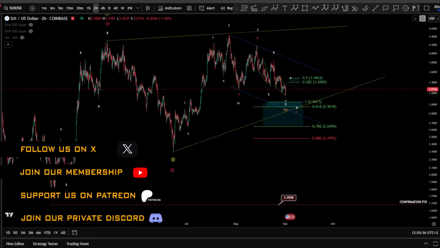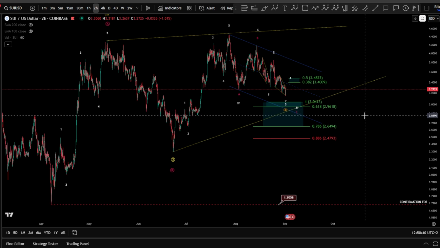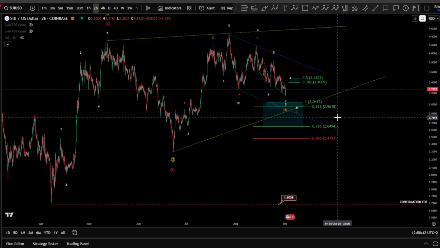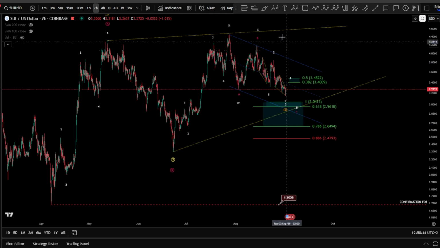Hello everyone, welcome to a new video for SUI, Render and FET price prediction based on Elliott wave analysis. Let's start with SUI on the 2-hour chart, as we were expecting yesterday.